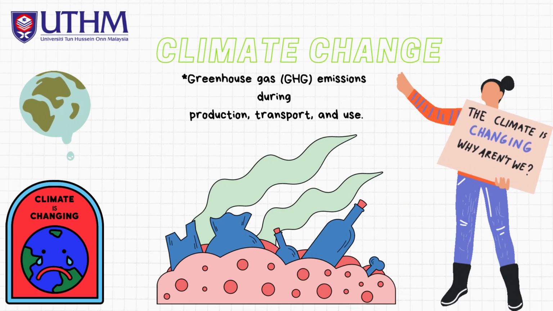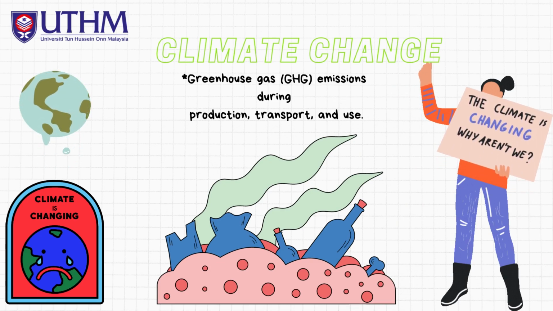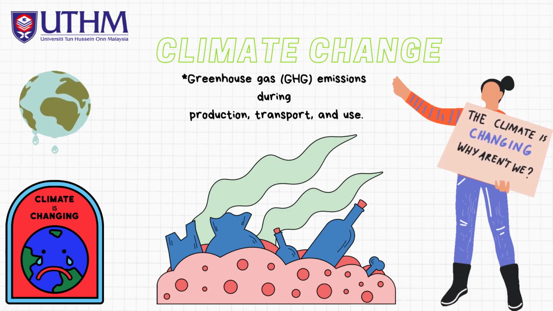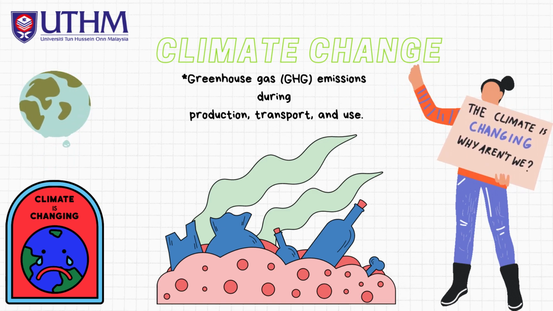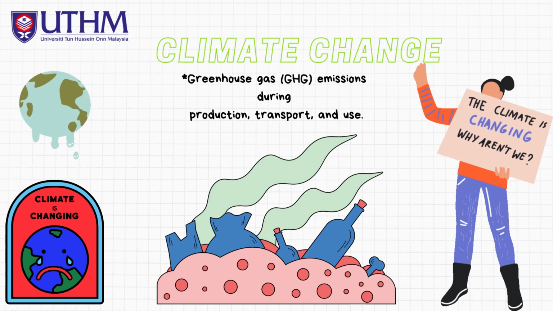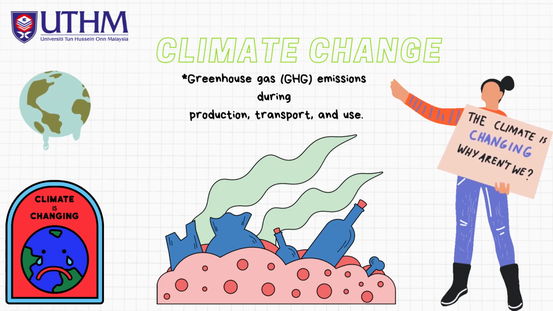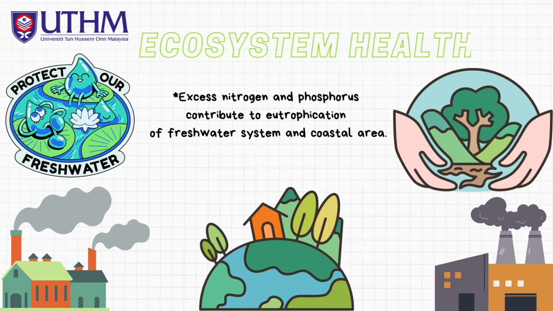Fertilizers are associated with greenhouse gas emissions to the atmosphere during their production, transport, and use. The use of inorganic fertilizer contributes almost 40% of agriculture GHG emissions. Ecosystem health. Excess nitrogen and phosphorus contribute to the eutrophication of freshwater systems in coastal areas. Moreover, excess nutrients also cause pollution of surface and groundwater, soil, and air.